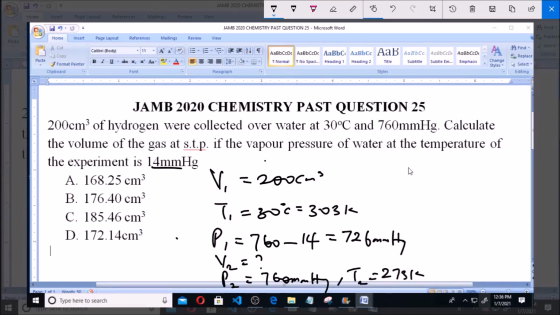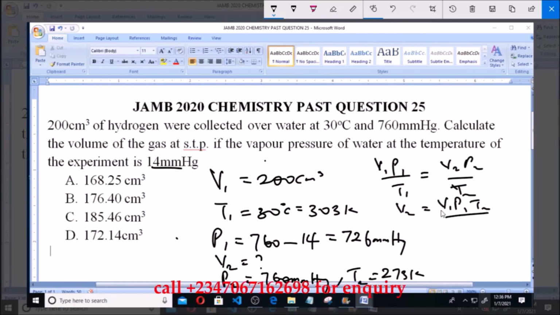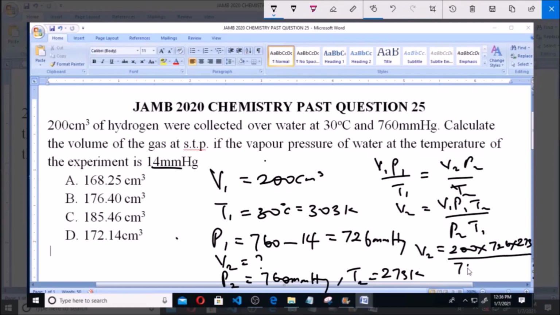Now, using the general gas equation, V1 P1 over T1 is equals to V2 P2 all over T2. We have that V2 is equals to V1 P1 T2 all over P2 times T1. So V2 will be equals to V1, which is 200, multiplied by P1, which is 726, multiplied by T2, which is 273 all over P2, which is 760, multiplied by T1, which is 303.